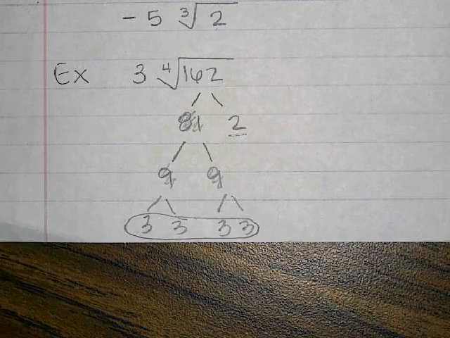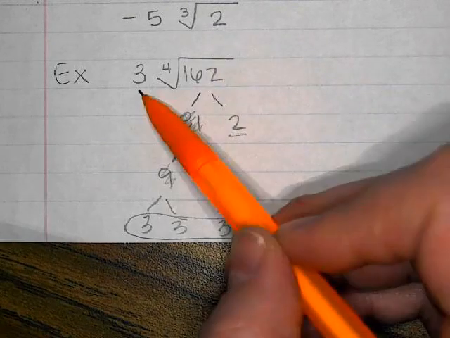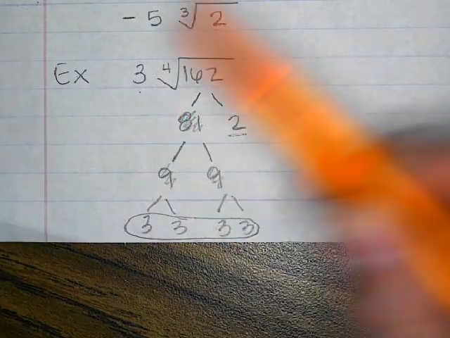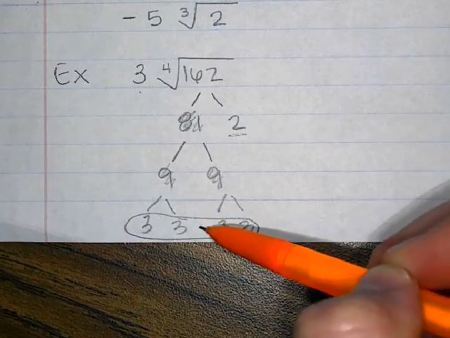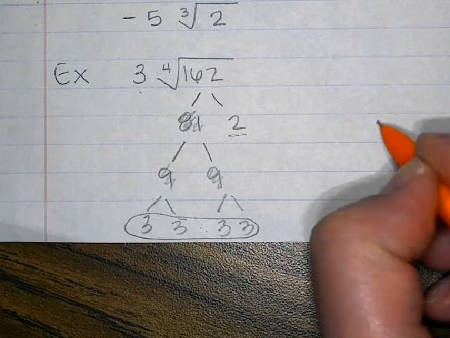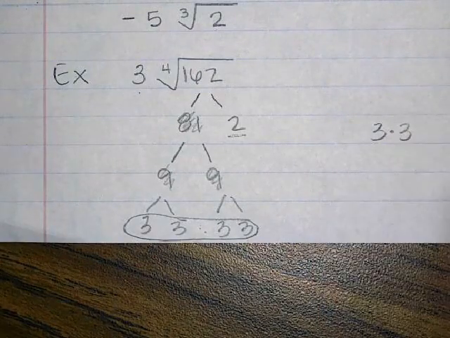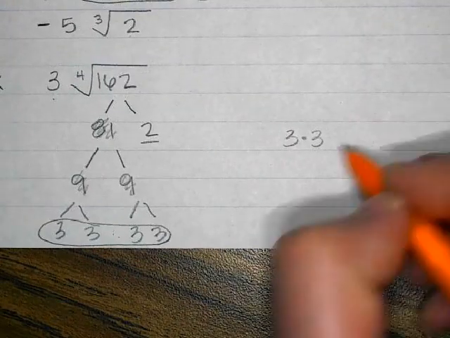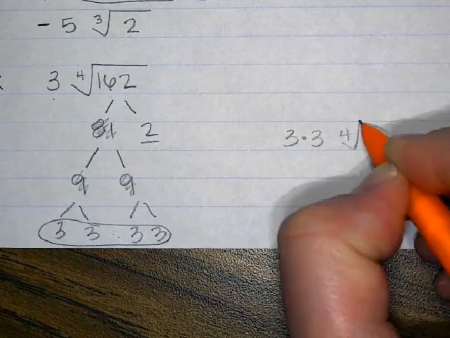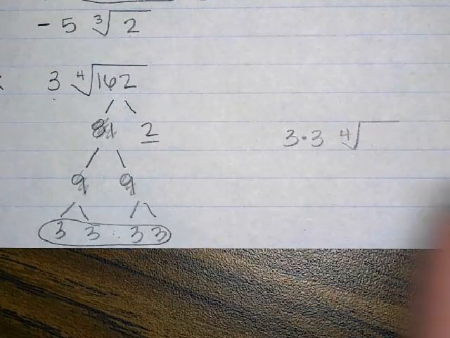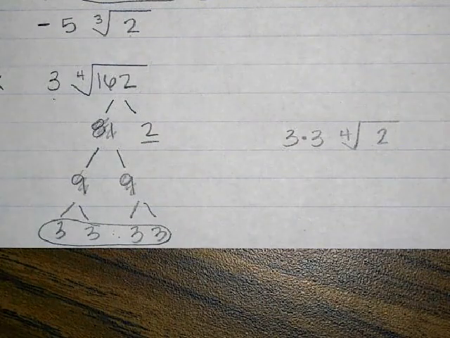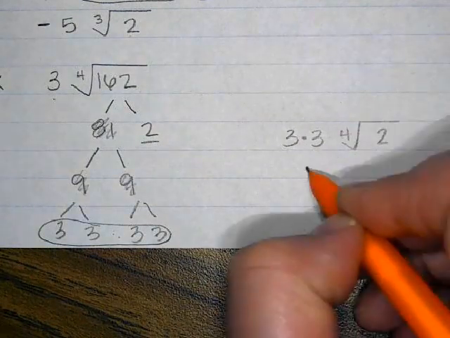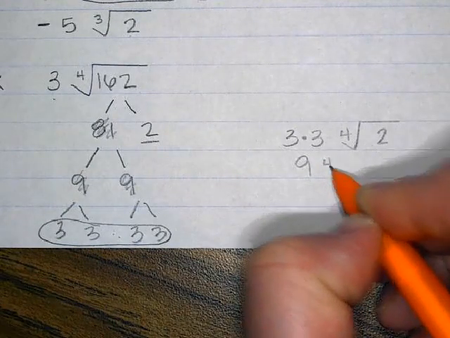So I already had a 3 in the front. My quadruple of 3s means that I'm going to put another 3 in the front with that 3. And then I still have a 4th root. And the leftover 2 goes inside. So my final answer is 9 times the 4th root of 2.